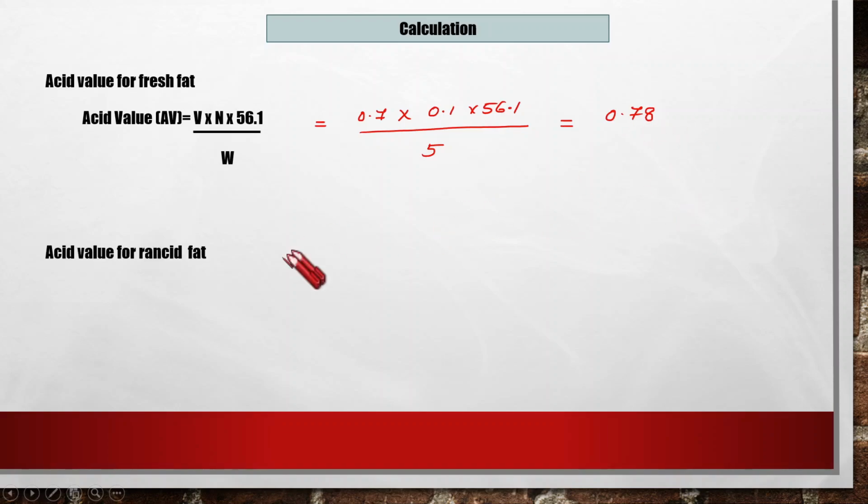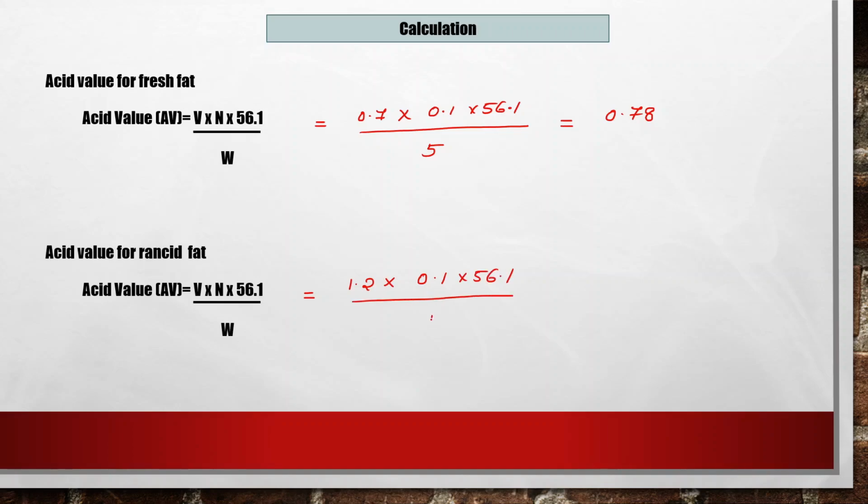Next we need to find out the acid value for rancid fat. For that, again the same equation. We are substituting the values, and for the rancid fat we got the value as 1.2. 1.2 into 0.1 into 56.1 divided by 5. For this, the answer is 1.34.